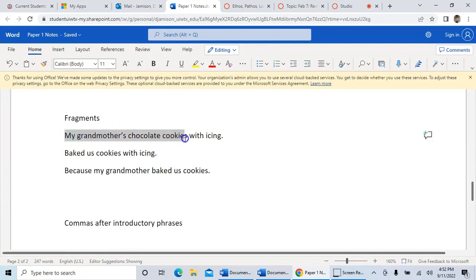My grandmother's chocolate cookies with icing. That's a fragment because it does not have a predicate. There's nothing happening in this sentence. It's just a statement of something that exists in the world.